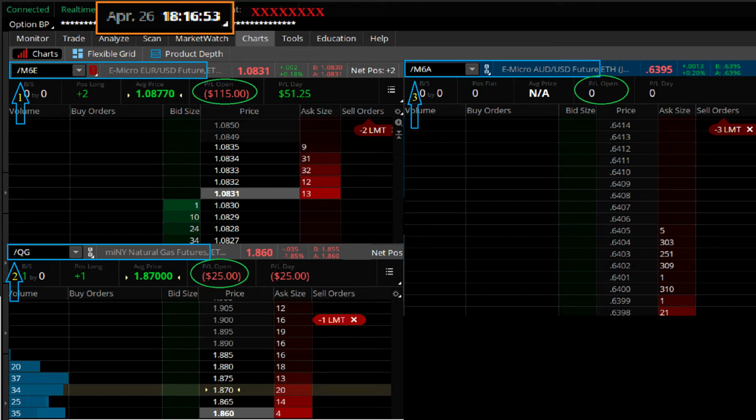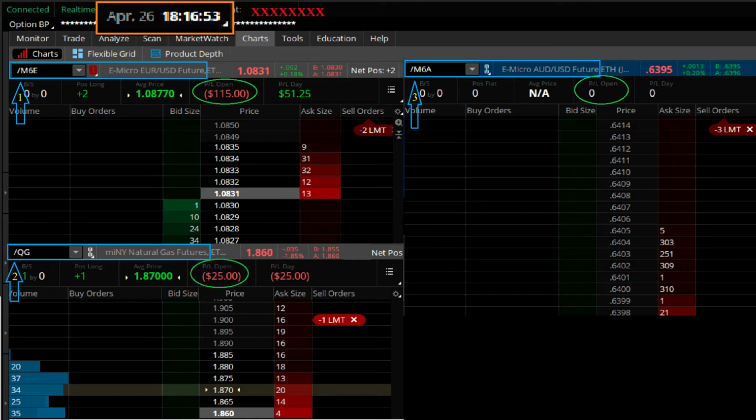Okay, on the right side of the screen, upper right side of the screen, you'll see another blue rectangle, M6A. This is the E-Micro Aussie US dollar future. You'll see there's a blue arrow there with the number 3. You'll see the green circle there, green oval, says 0. Well, how come it doesn't have a dollar amount in there? The reason why is because I haven't actually taken a position yet.